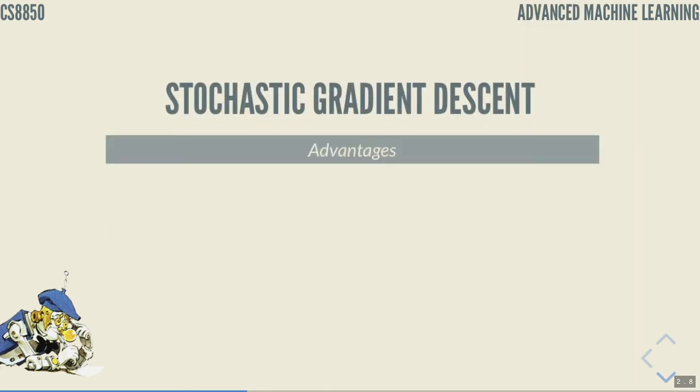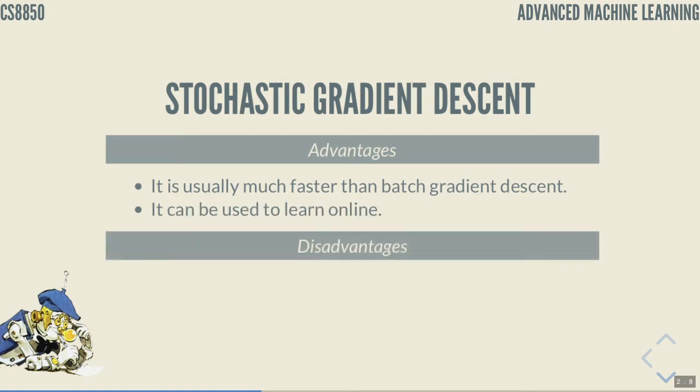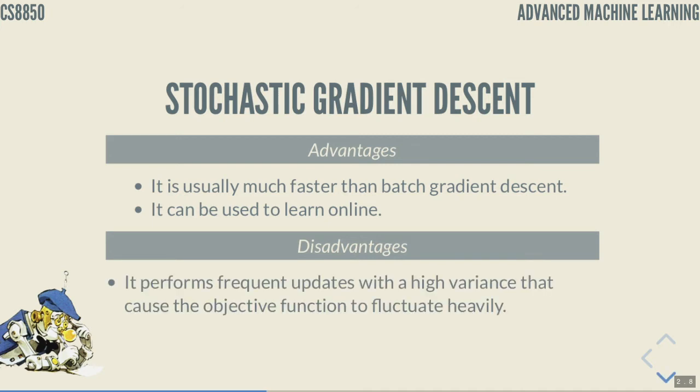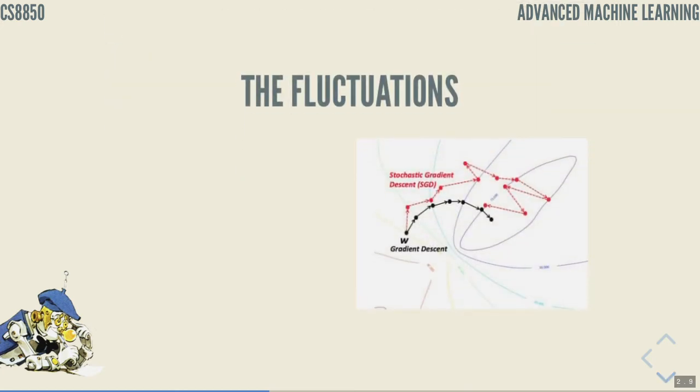Okay, what are the advantages? Usually much faster than batch gradient descent. Can be used to learn online. Disadvantages: performs frequent updates with high variance that cause the objective function to fluctuate heavily. Okay, fluctuations. Look, batch gradient descent would just trace the curvature smoothly. But because stochastic gradient descent does not actually see that function, it sees glimpses of it, it bounces around, may end up in the same place, may end up in a different place.